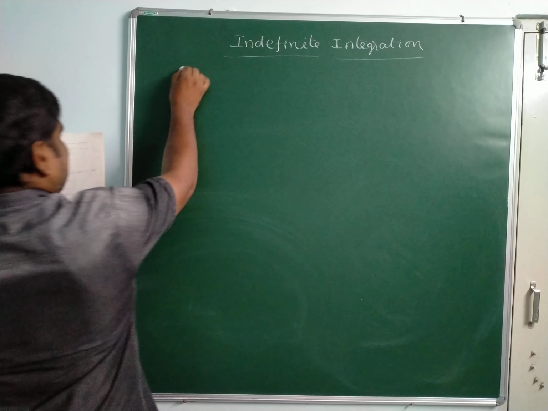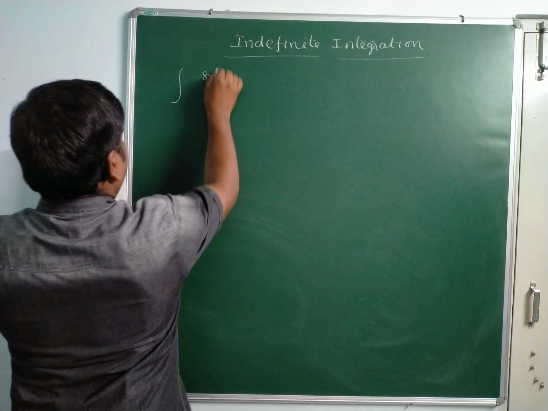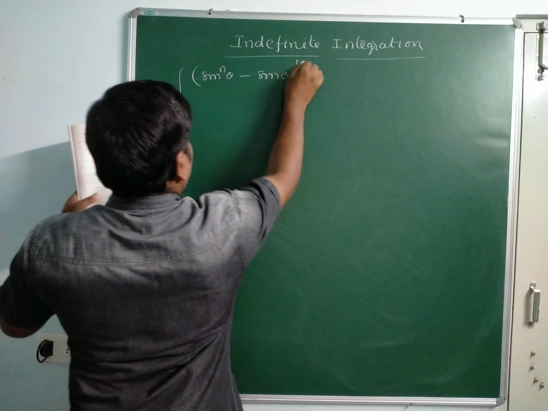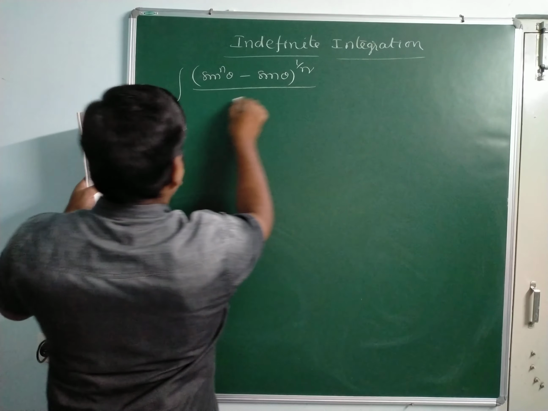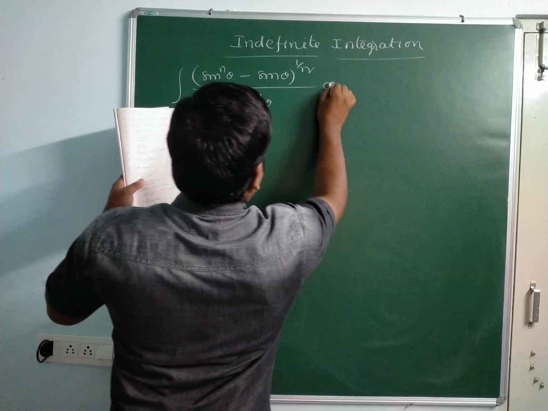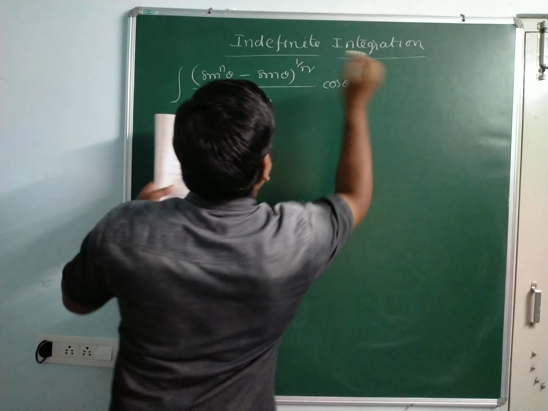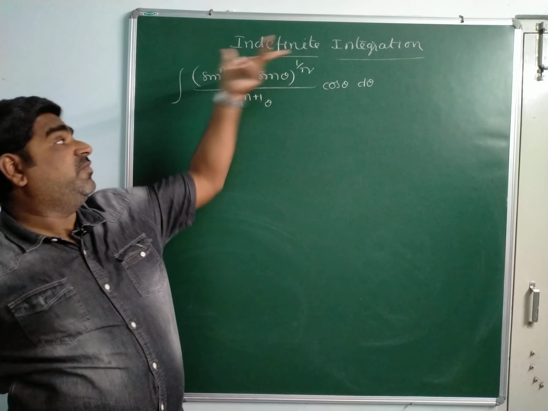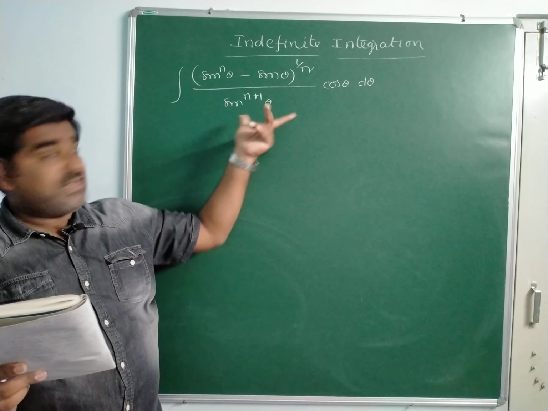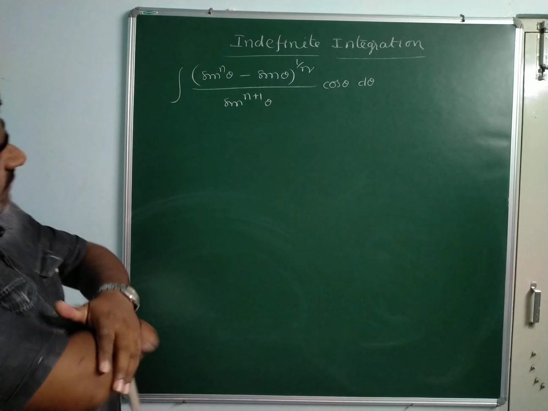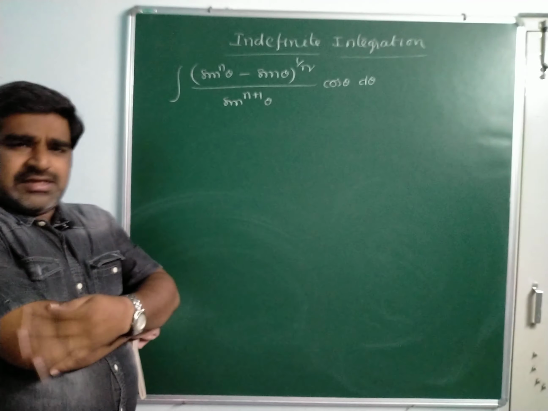Next question is like this: integral of sine power n theta minus sine theta, whole to the power of n, whole by sine to the power of n plus 1 theta into cos theta d theta. It looks like it's a very difficult question, I think. Let us see.